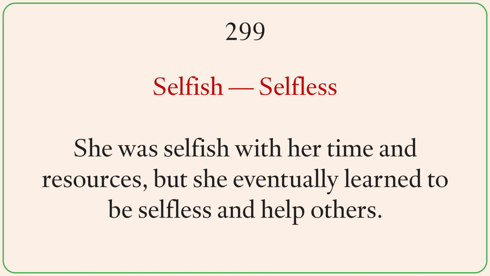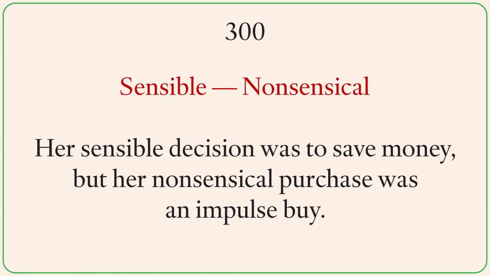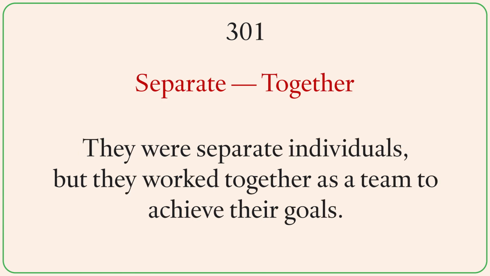Selfish. Selfless. She was selfish with her time and resources, but she eventually learned to be selfless and help others. Sensible. Nonsensical. Her sensible decision was to save money, but her nonsensical purchase was an impulse buy. Separate. Together. They were separate individuals, but they worked together as a team to achieve their goals.